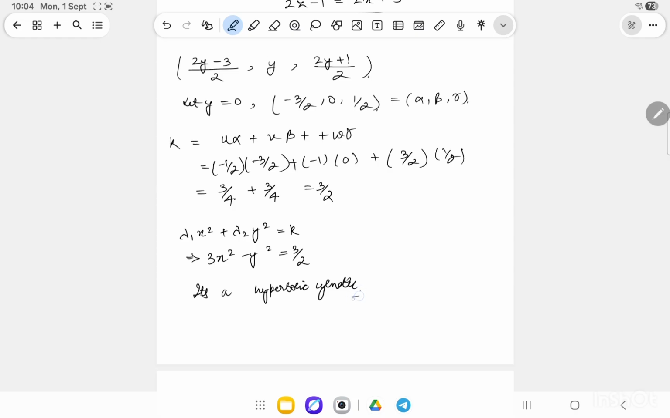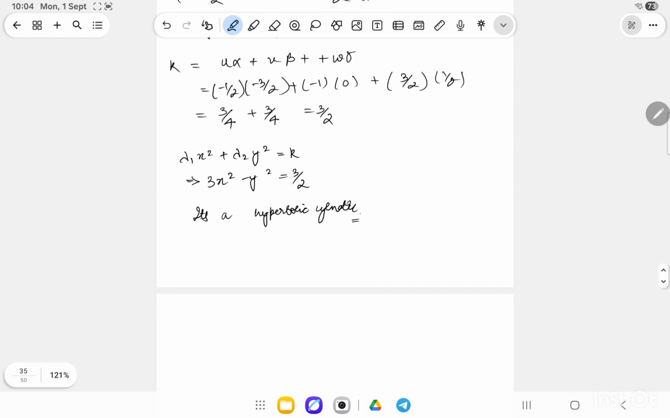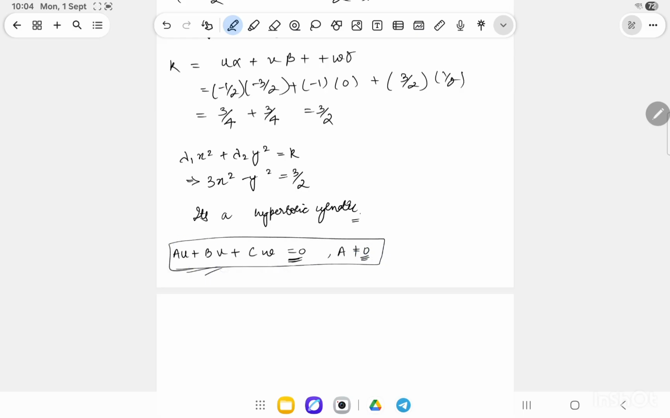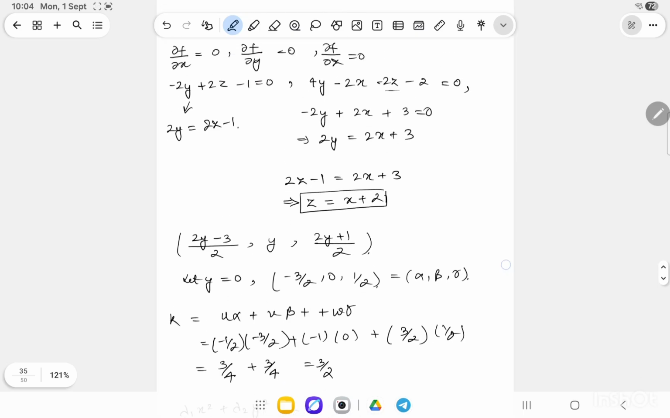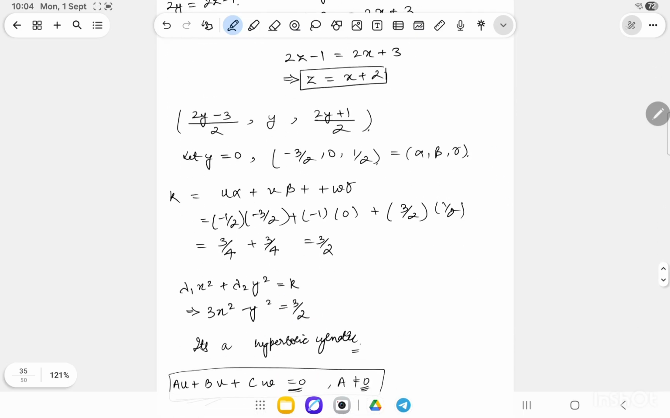To prove this, you also need to verify certain more conditions as well, that is AU plus BV plus CW must also be equal to, you need to verify this condition, and A, B and C must be non-zero as well. So you can verify this as well, this will be satisfied, and you can reduce it to this hyperbolic cylinder.